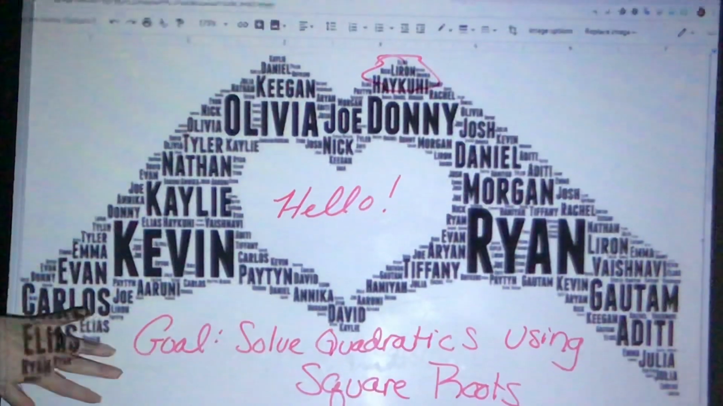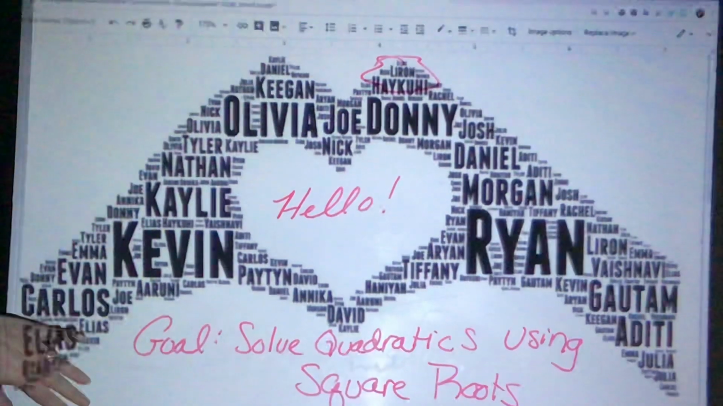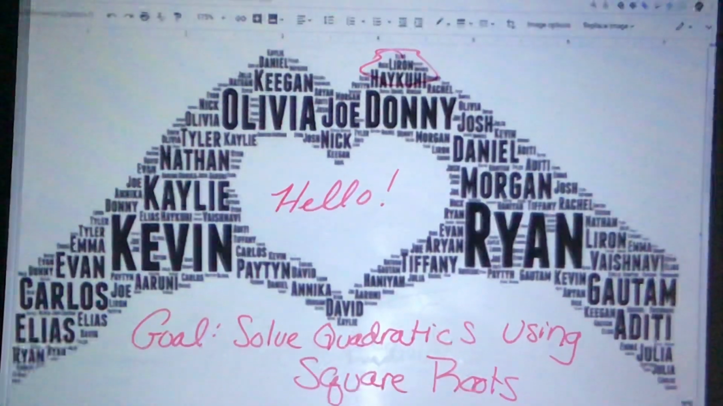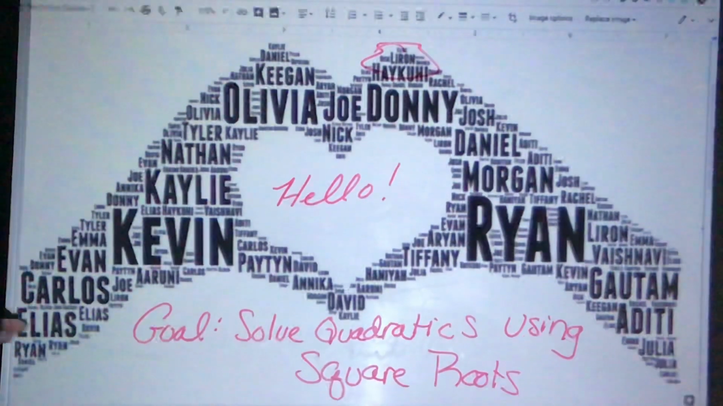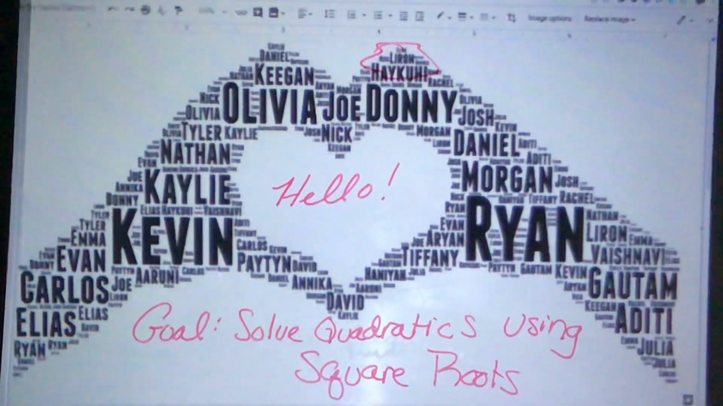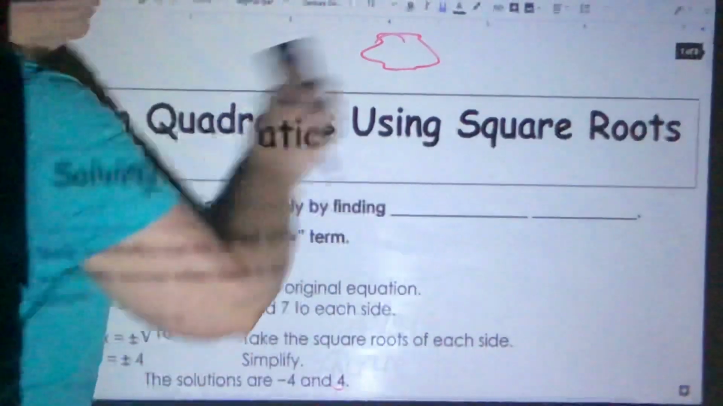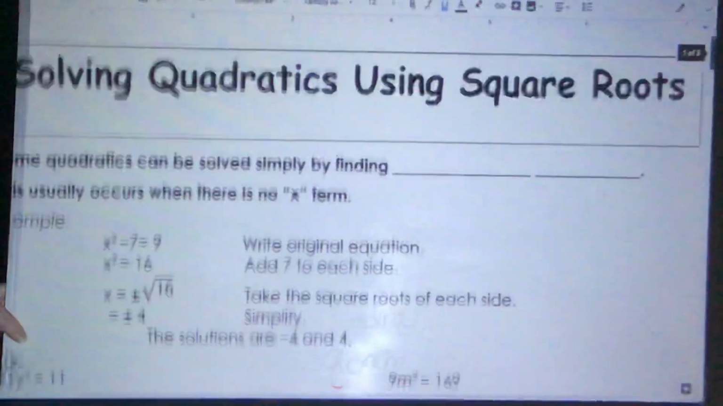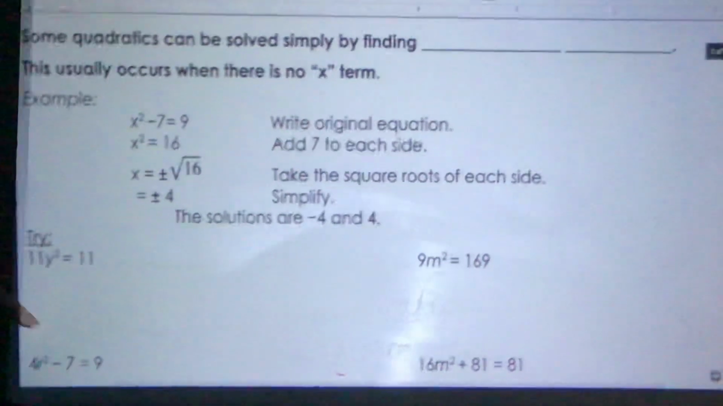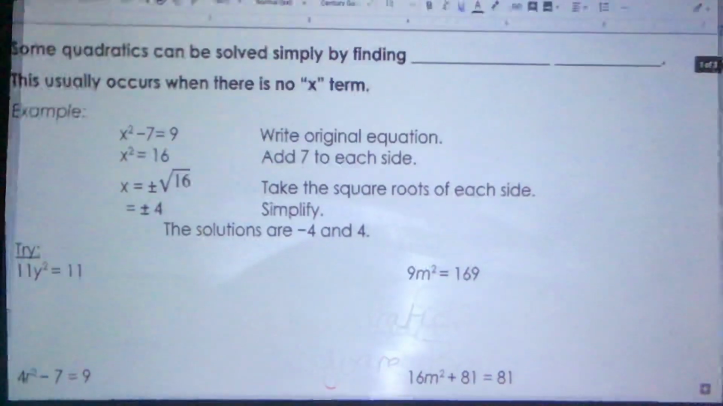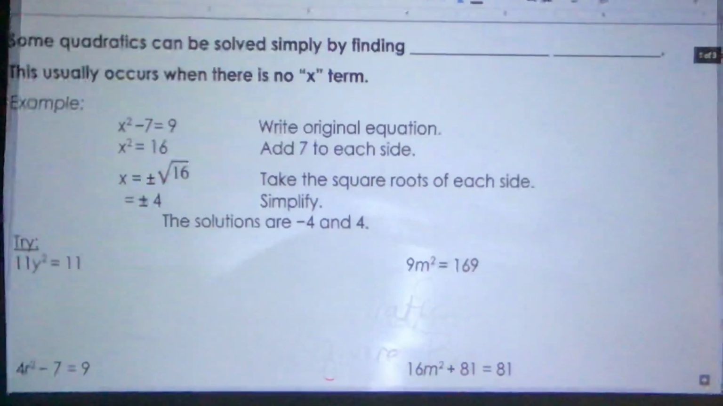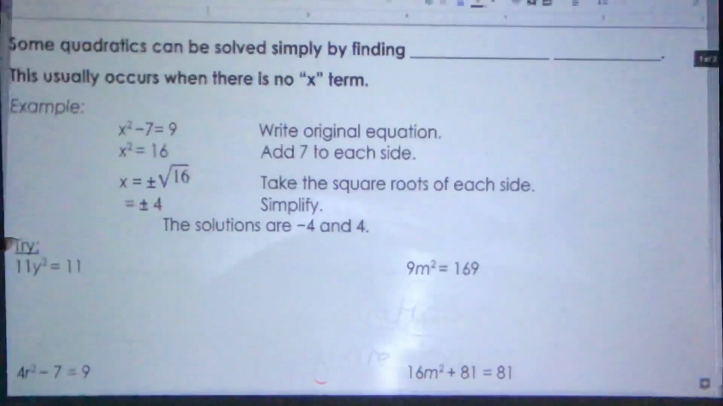So let's get started. Today's goal is to solve using square roots. This method does not always work, but when it does work, it's very easy. So to solve using square roots, you're going to solve algebraically the way that you solve any other equation.